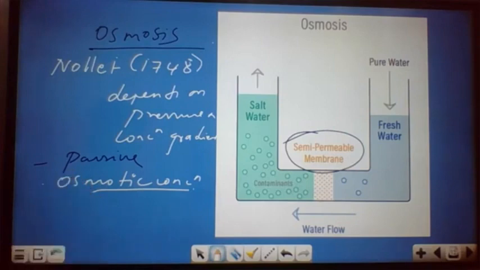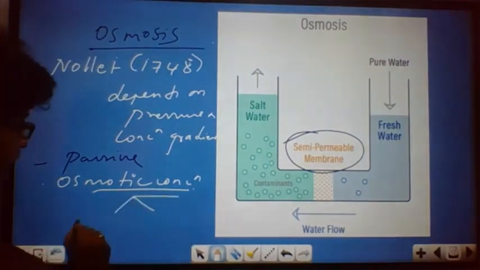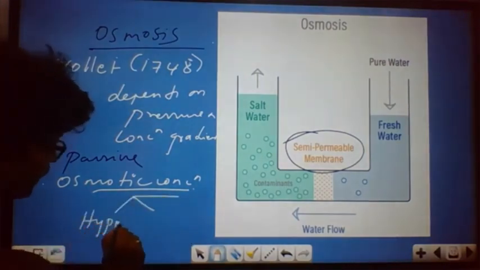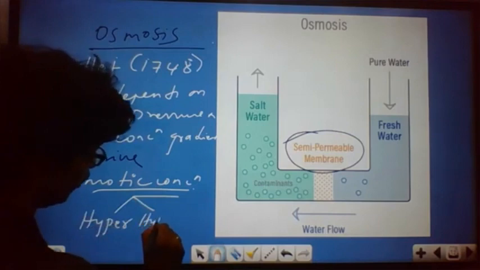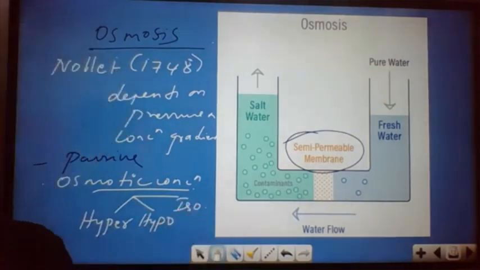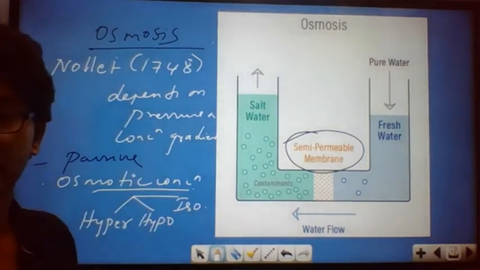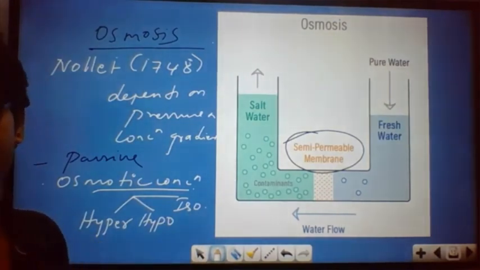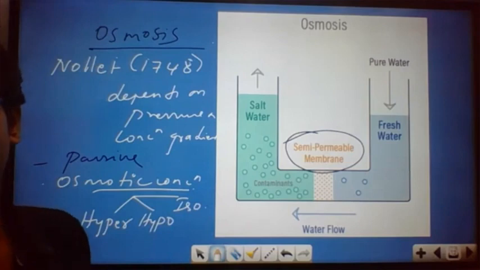So this can be classified. How can osmotic concentration be classified? It can be classified into hypertonic, hypotonic, or isotonic. In reverse osmosis, a pressure gradient is applied in the reverse manner using the same semi-permeable membrane. That only makes the difference with reverse osmosis.